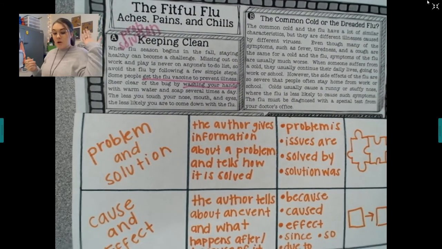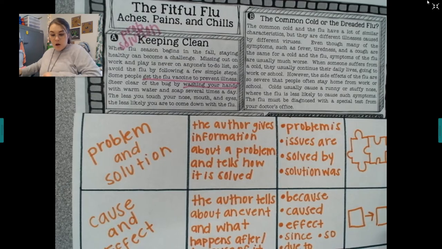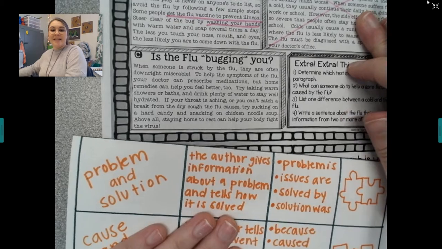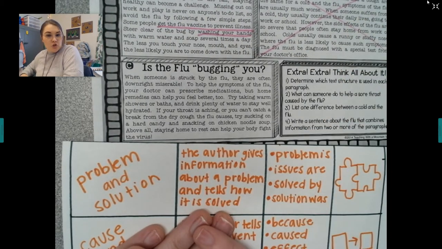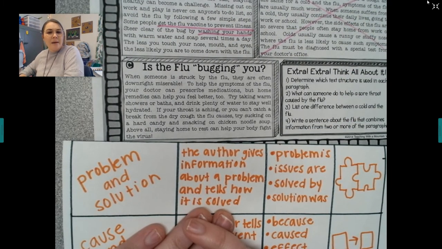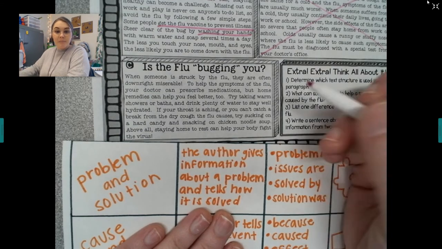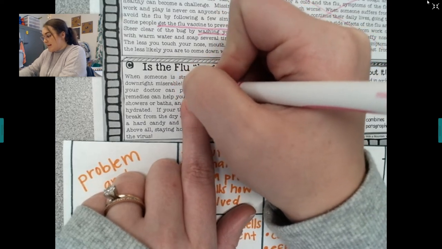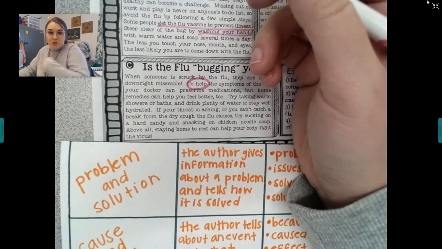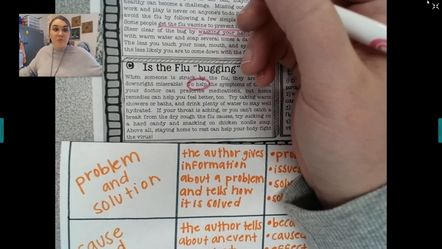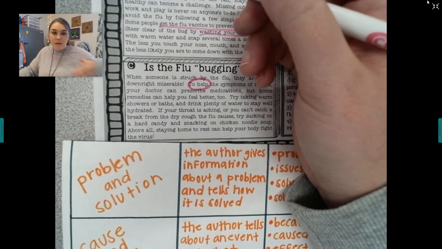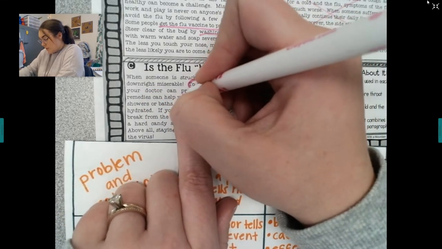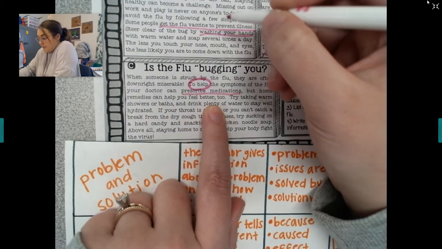So let's read B. And I know that was hard, but it's okay. Actually, we're not going to read B because B is not one of them. We're going to read C. Okay, when someone is struck by the flu, they are often downright miserable. To help the symptoms of the flu. So when they're saying to help me, I immediately think they're trying to get me to solve something. There's something wrong. So let's keep reading and make sure. To help the symptoms of the flu, your doctor can prescribe medication. So that's one way. But home remedies can help you feel better too.